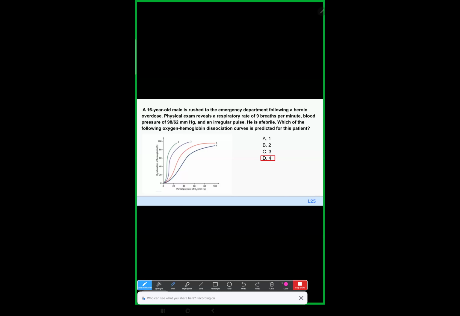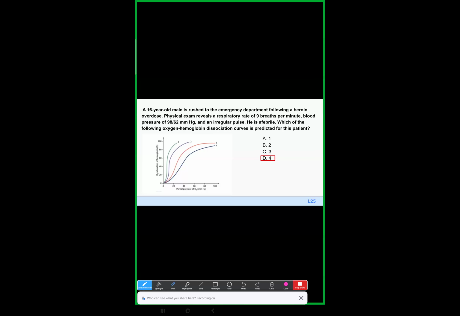Okay, so someone said 2, which is B. Okay, and someone said D. And yes, D is the correct answer. So let me explain. In this curve, the normal curve of any regular person that's perfectly fine is 3. And in this case, someone is taking heroin, which is a drug. And what that does is it causes a depression of the respiratory center, and this leads to hypoventilation.